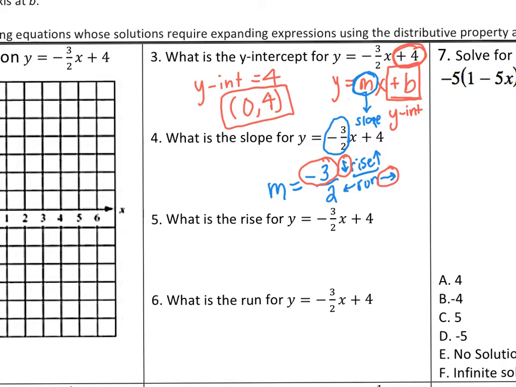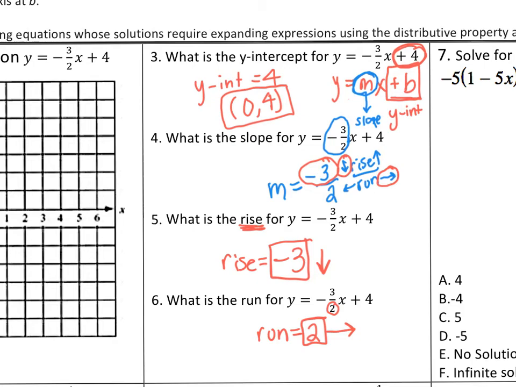Number 5, what is the rise for y equals -3/2 x plus 4? Well, I just explained it in the previous example. Our rise is going to be -3, which technically means that you're going down 3. Number 6, what is the run for y equals -3/2 x plus 4? Your run is the number on the bottom of the fraction of the slope, which is 2. And that means you're going in the right direction.